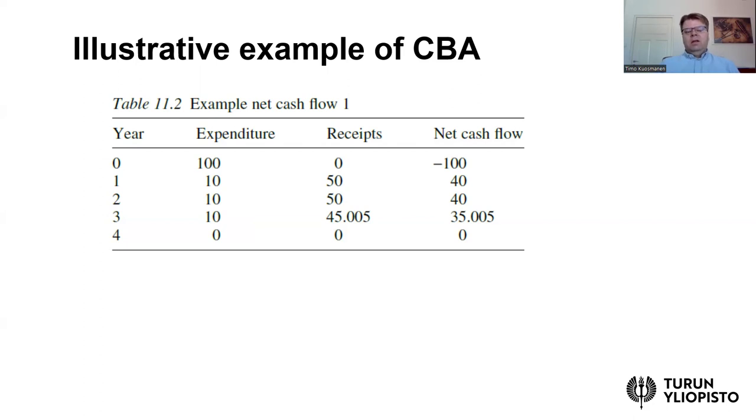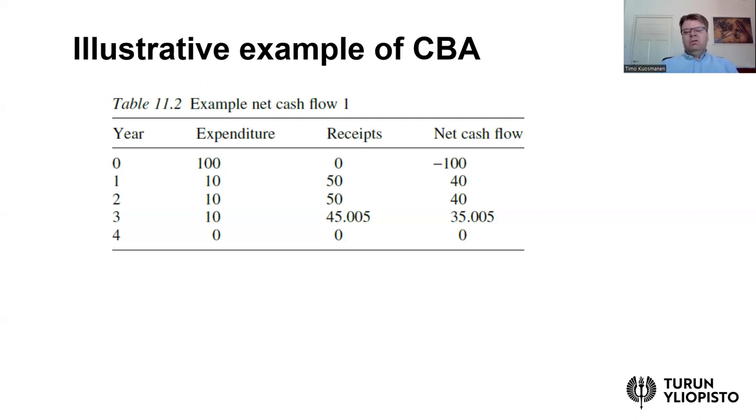And so the idea here is that these expenditures and receipts should, of course, be discounted. So we should also take the discounting into account. But then the last column, the net cash flow, means that initially the balance gets negative. So there is a minus 100 euros in year zero. And then in the second year, there is plus 40 if you take receipts minus expenditure. So net cash flow is 40 euros positive.